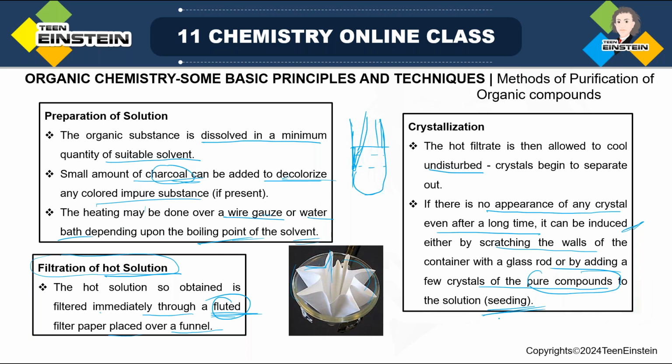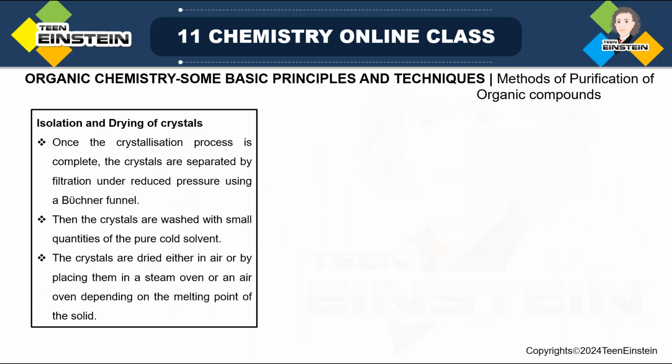Okay, so in this way we can do crystallization, and once crystals begin to separate, then you have to do another filtration. The final stage is you have to isolate the crystals and then dry them. Once the crystallization process is complete, crystals are separated by filtration under reduced pressure using a Buchner funnel. This is a specially designed funnel. It is not like a normal funnel.